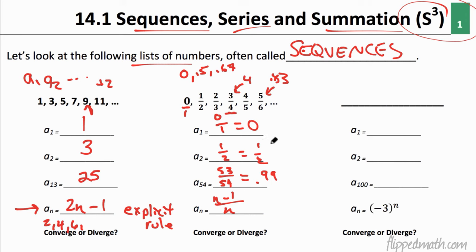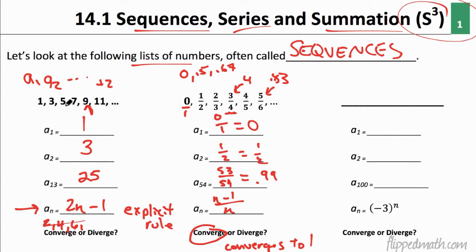Will it ever cross 1 or get to 1? No. As this sequence goes further and further and further away, it gets really close to 1, but it never gets to 1. But we say it converges to 1. It gets closer and closer to 1 here. So we're going to write that down. It converges to 1.